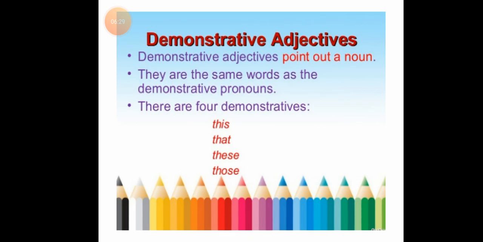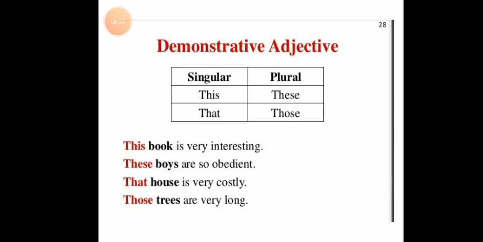Demonstrative adjectives point out a noun. They are the same words as demonstrative pronouns. They are: this, that, these, those. See the table given here. This and that we use for the singular, and these and those we use for the plural.